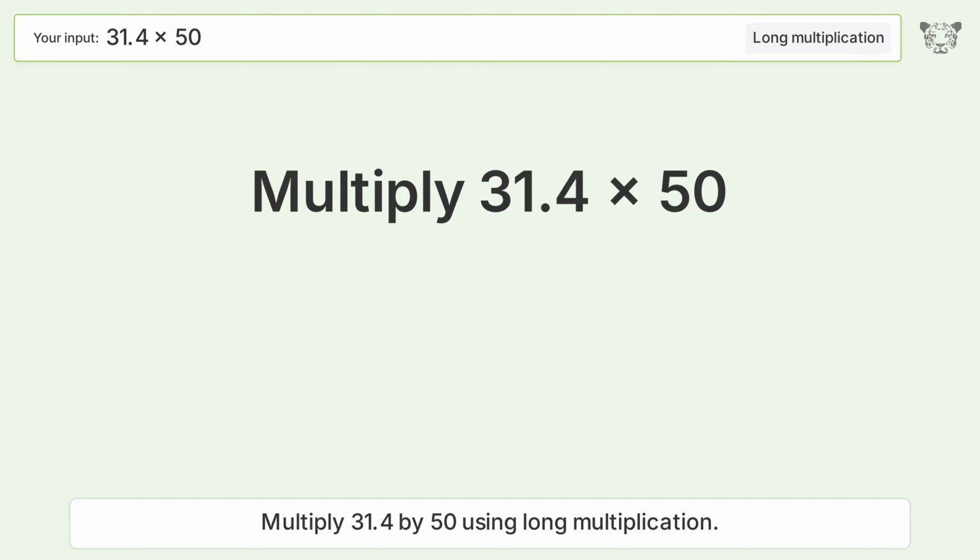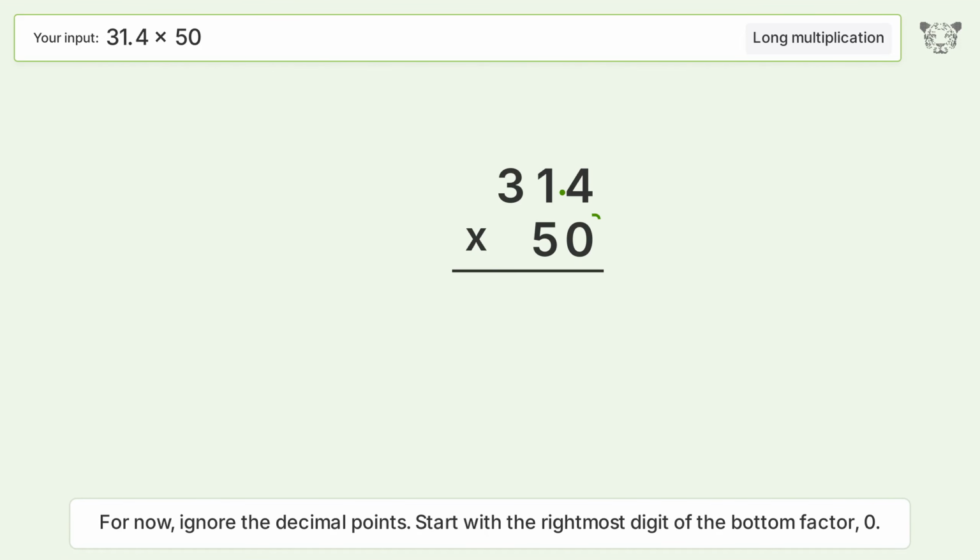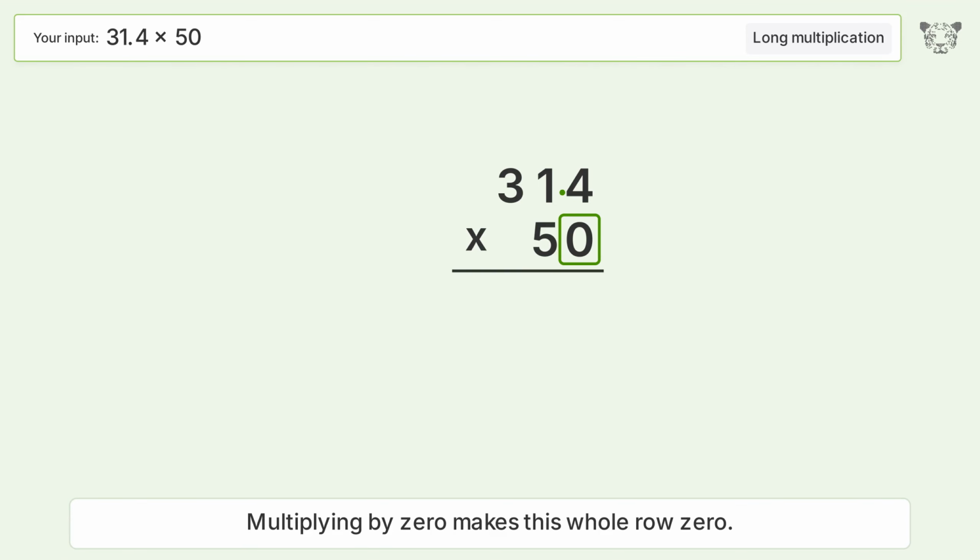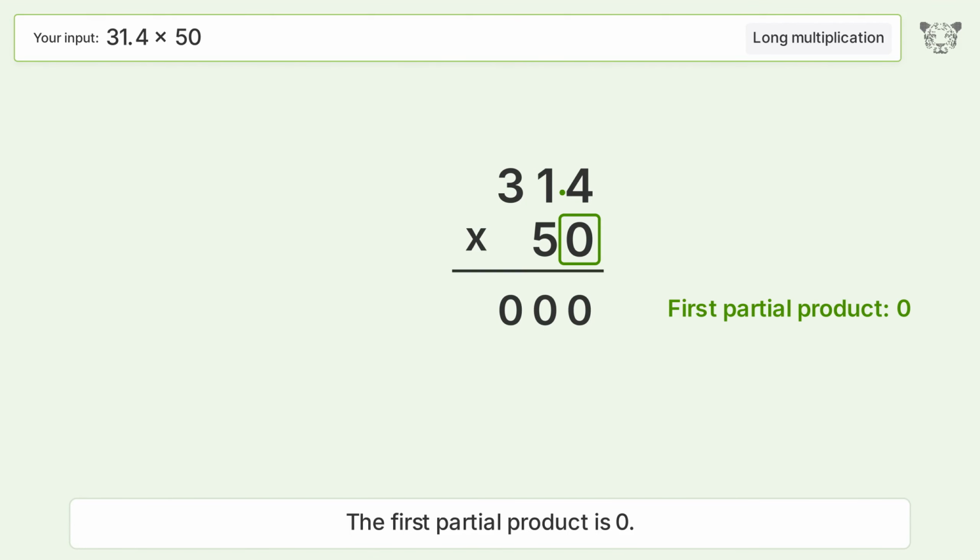Multiply 31.4 by 50 using long multiplication. For now, ignore the decimal points. Start with the rightmost digit of the bottom factor, 0. Multiplying by 0 makes this whole row 0. The first partial product is 0.